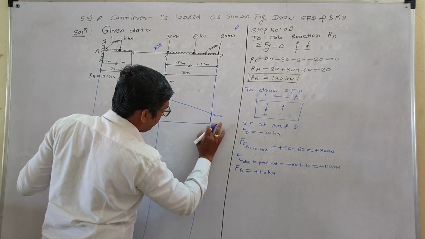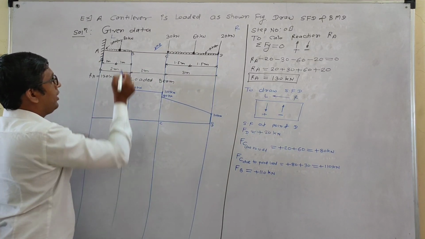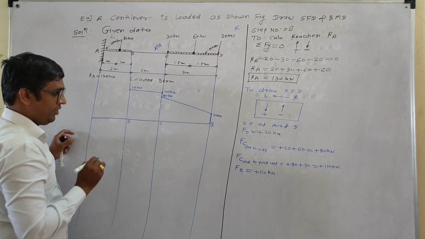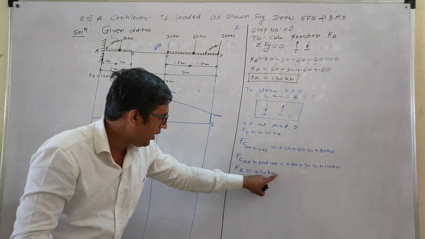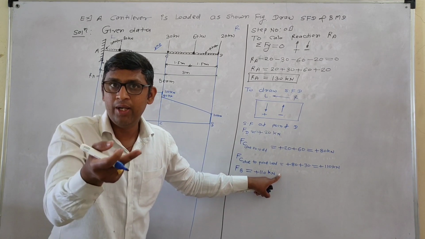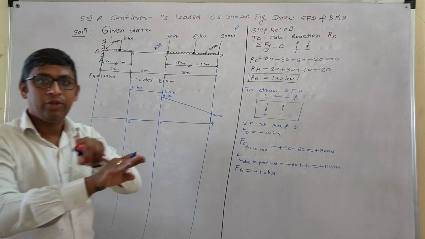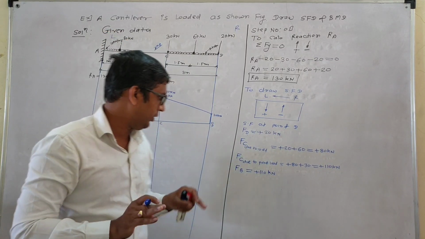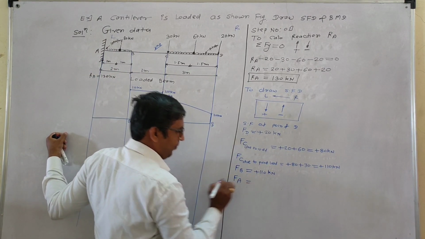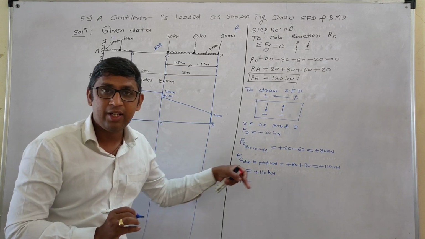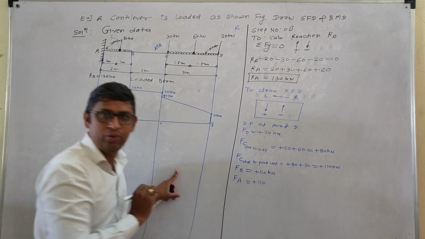Okay, this is your D point, this is your C point, this is your B point. Shear force at point B is 110 kilonewton. Why am I not adding any force? Because at the point B there is no load acting. Next one, shear force at point A. What is the concept? It is an algebraic sum of previous, plus 110 kilonewton.